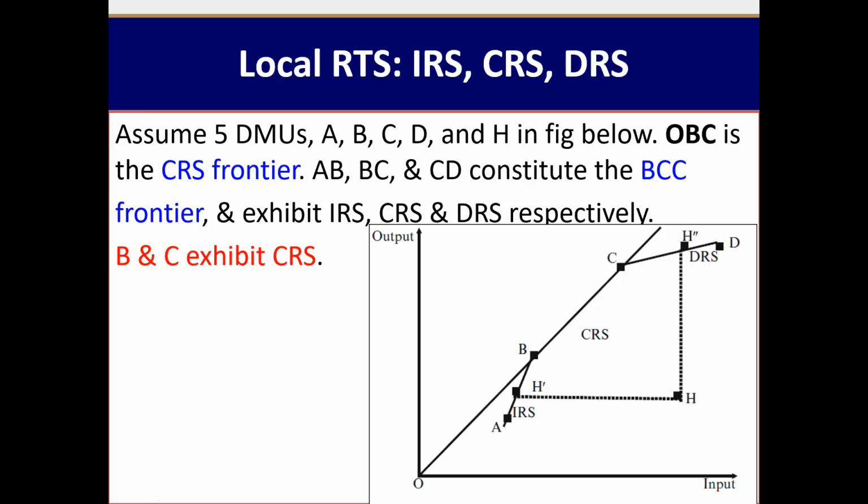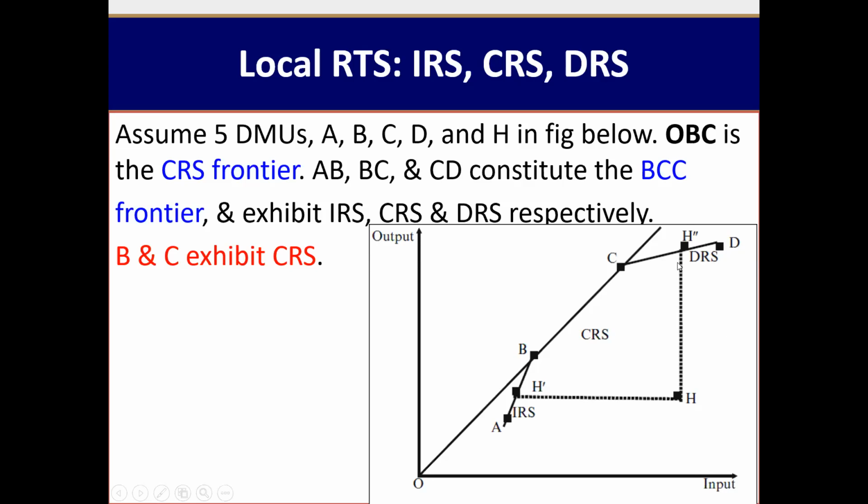And if you look at it, A to B, B to C, and C to D are exhibiting IRS, CRS, and DRS. So if you scatter plot your firms, all the firms down here will be exhibiting IRS. All the firms on the line, or even in the domain around the line, will be exhibiting CRS. And all the firms after C, on the line of CD, up or down, will be exhibiting DRS.